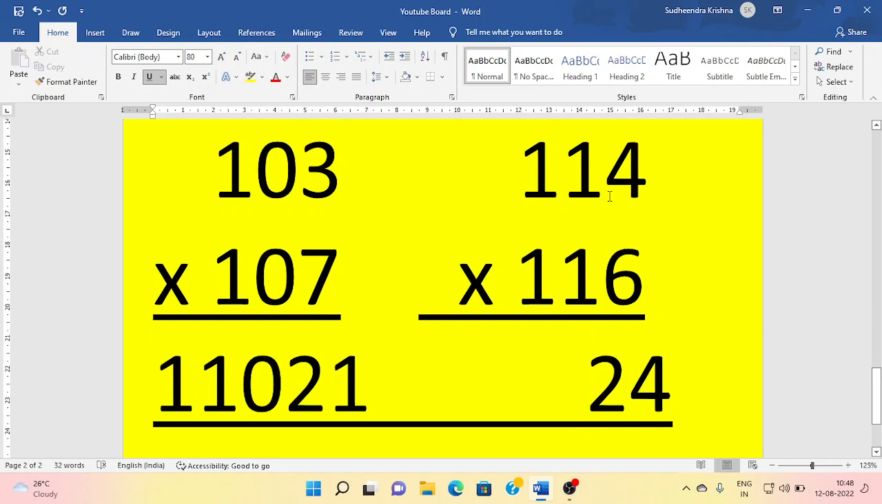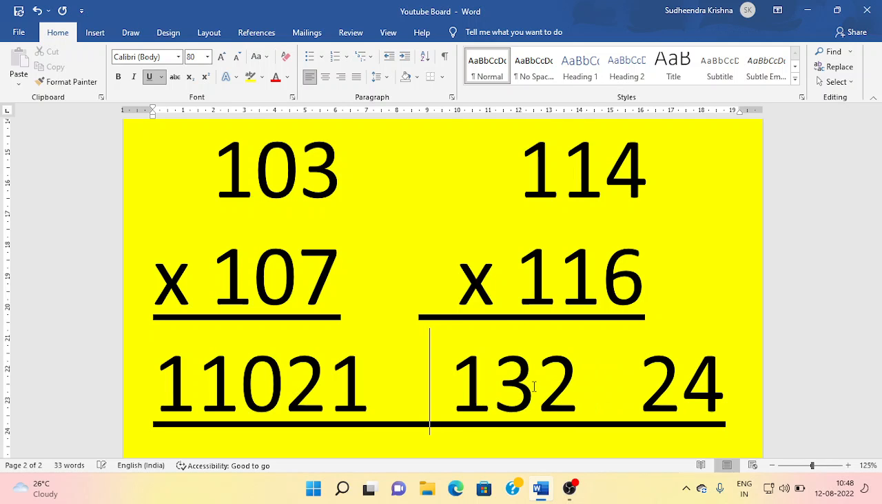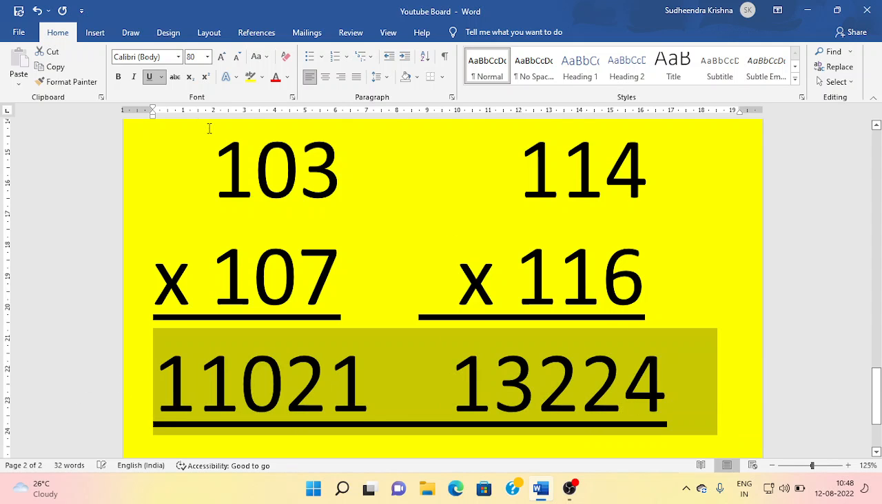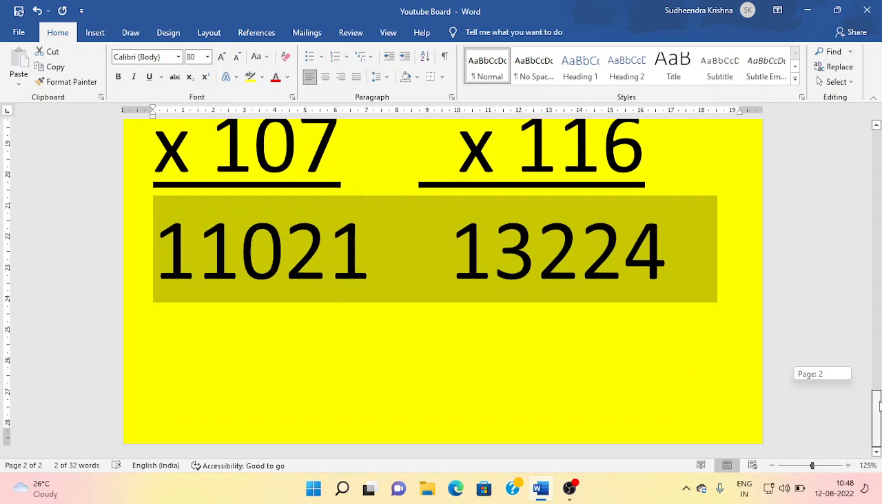Now in the left portion of the two numbers you have 11. 11 plus 1 is equal to 12. So multiply 11 and 12. 11 into 12 is 132. So this is the required answer. So 114 into 116 is equal to 13,224. It's as simple as this.